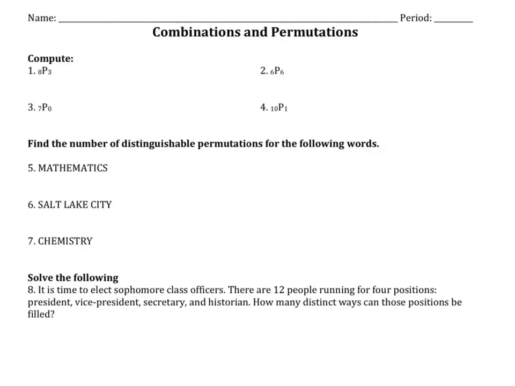Alright, it's time for some worked examples from your assignment of combinations and permutations. I'm going to skip this first part, and you should make sure you know how to get those, figure out how to use the calculator, figure out how to use the online one, whichever one. But yeah, we're going to dive into number 5.